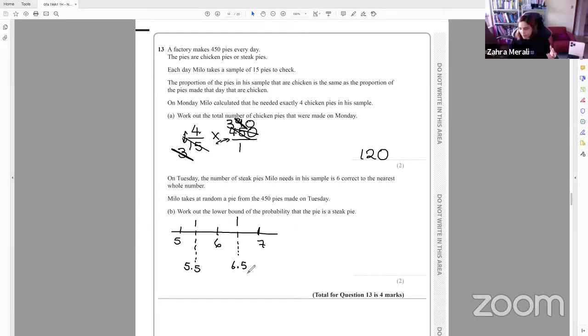In order to work out a probability, we know we're going to be dividing it by 15 because that's the sample, and we want the lower bound. So we're going to take the lowest number. So we're going to take this 5.5. Now the problem with it like this is the probability has to be a fraction, but we don't have a decimal on the top. So we could double the top to make it 11 and the bottom 30, and that doesn't change the fraction. And now we can't cancel that down anymore, so that's our answer. So the lower bound of the probability is 11 over 30.